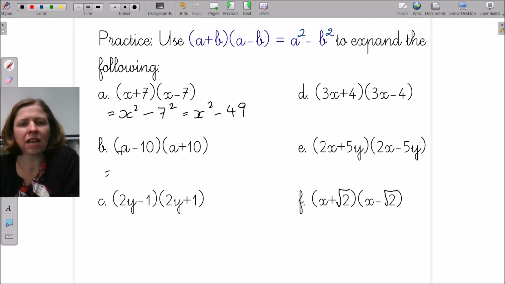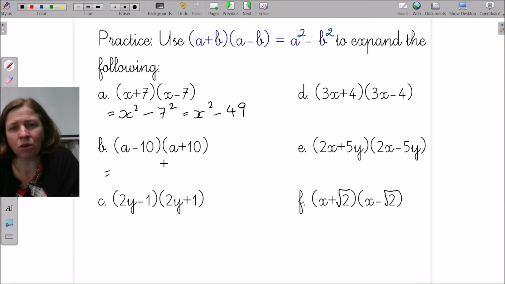Next one I'm going to do the same. a and a, 10 and 10, it's a match. One subtraction, one addition. I've got to check that every time because eventually we'll have mixed problems. So get into the habit of checking it, don't assume. But it does fit the pattern, so I square the first term and I square the second term and I subtract them in between, which gives me a squared minus 100.